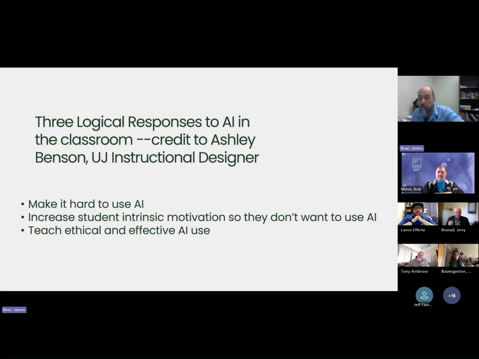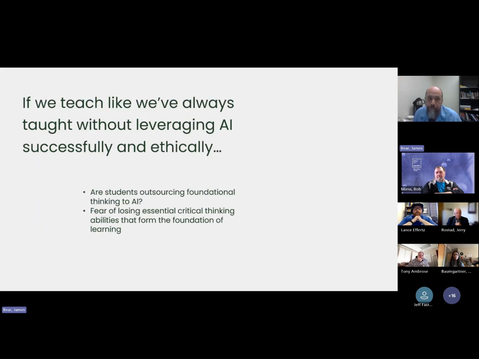But regardless of how we address it, even if we're that English teacher who just thinks students can't use AI because it destroys the writing process, we have to do something. Everybody has to address it in some way, shape, or form. And so if we do just teach like we've always taught without leveraging AI, then this is where we run into those situations.